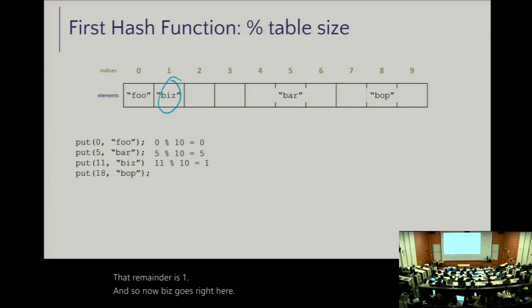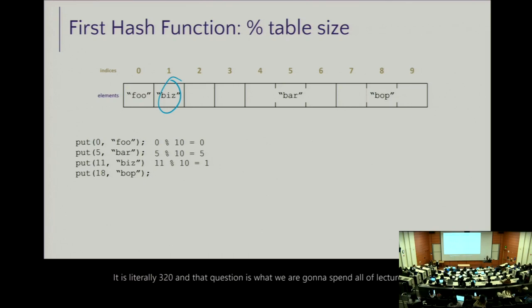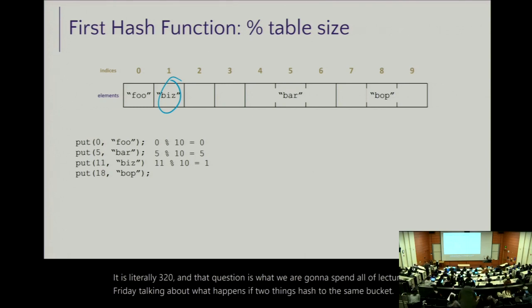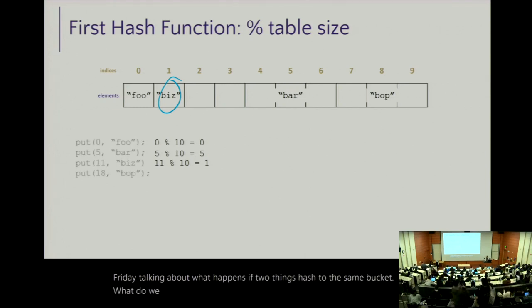Yes? What if we have two numbers that have the same value? Oh, it is literally 320, and that question is what we are going to spend all of lecture on Friday talking about. What happens if two things hash to the same bucket? What do we do? Great question. There you can see how it works out.